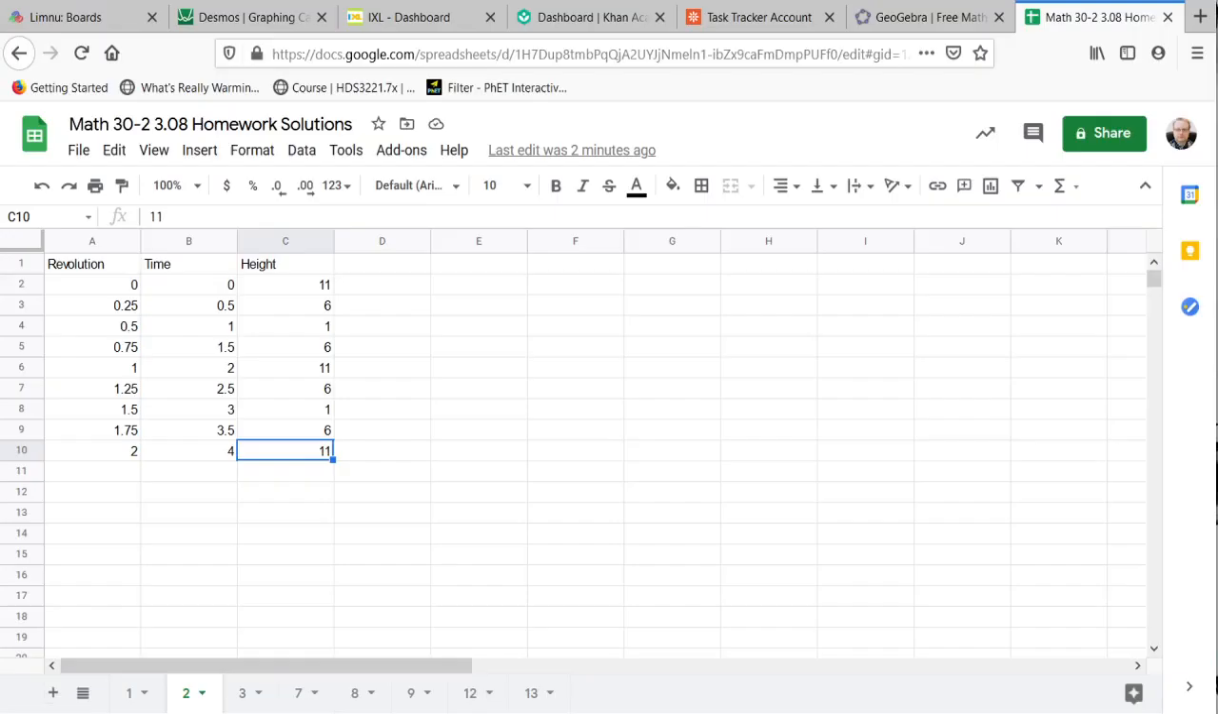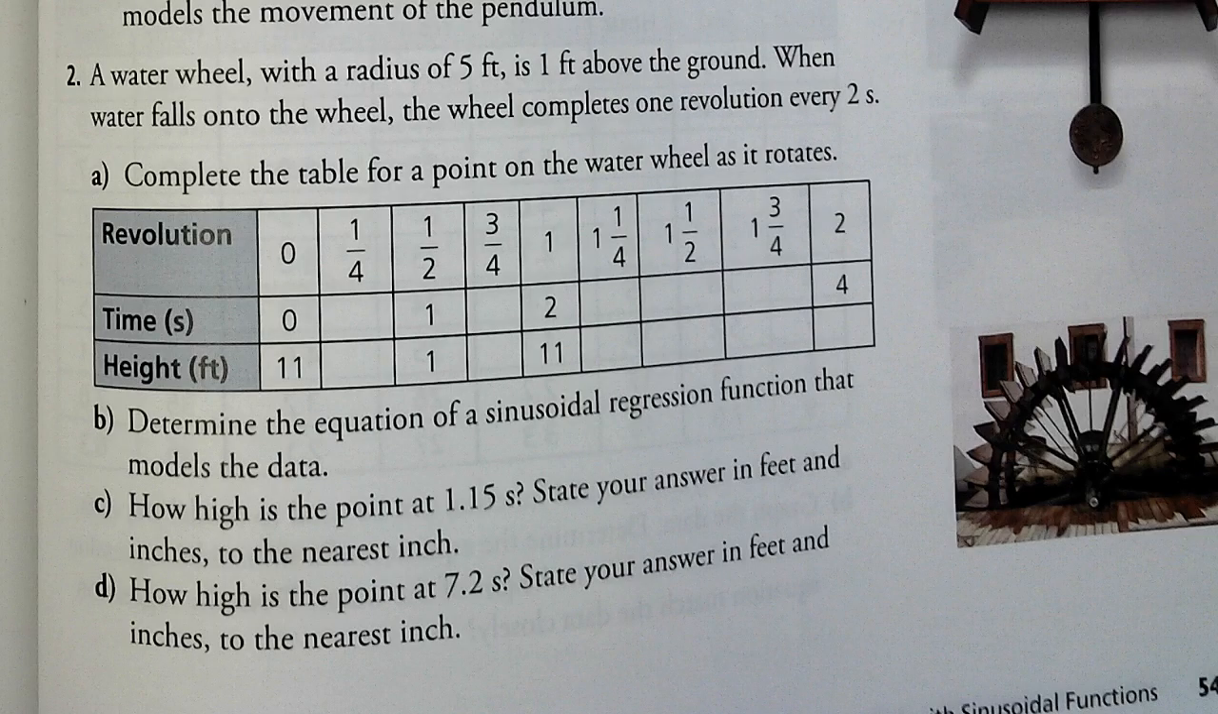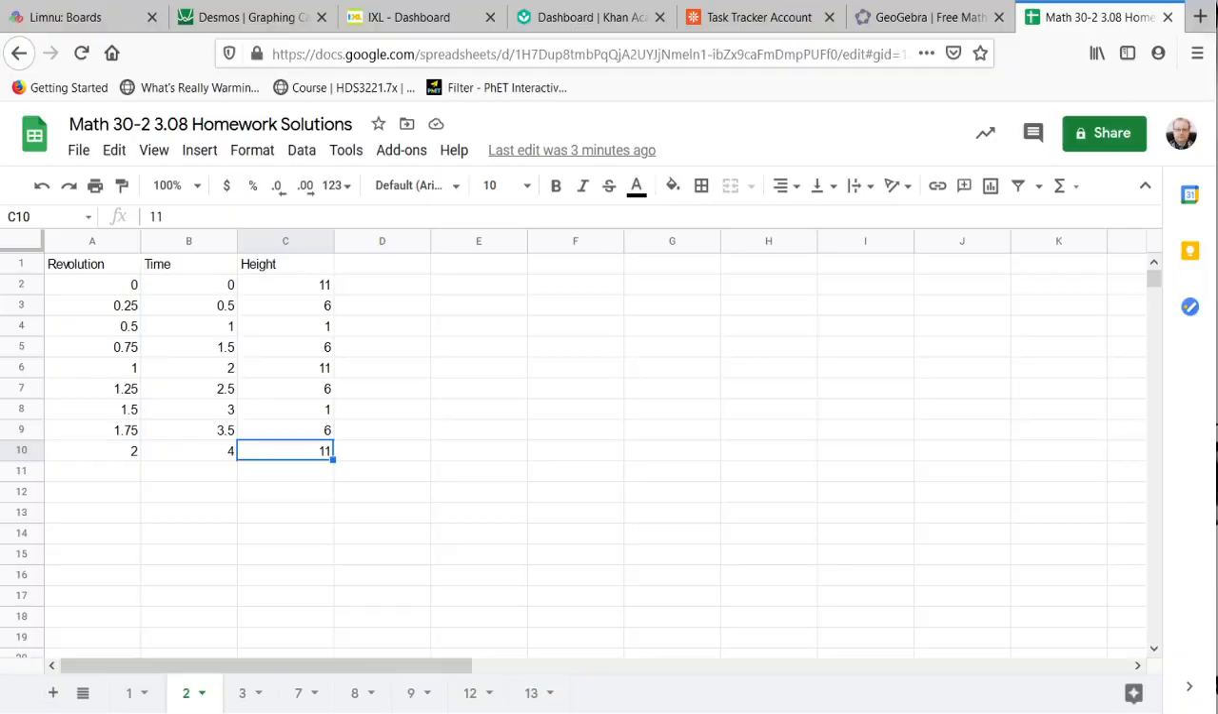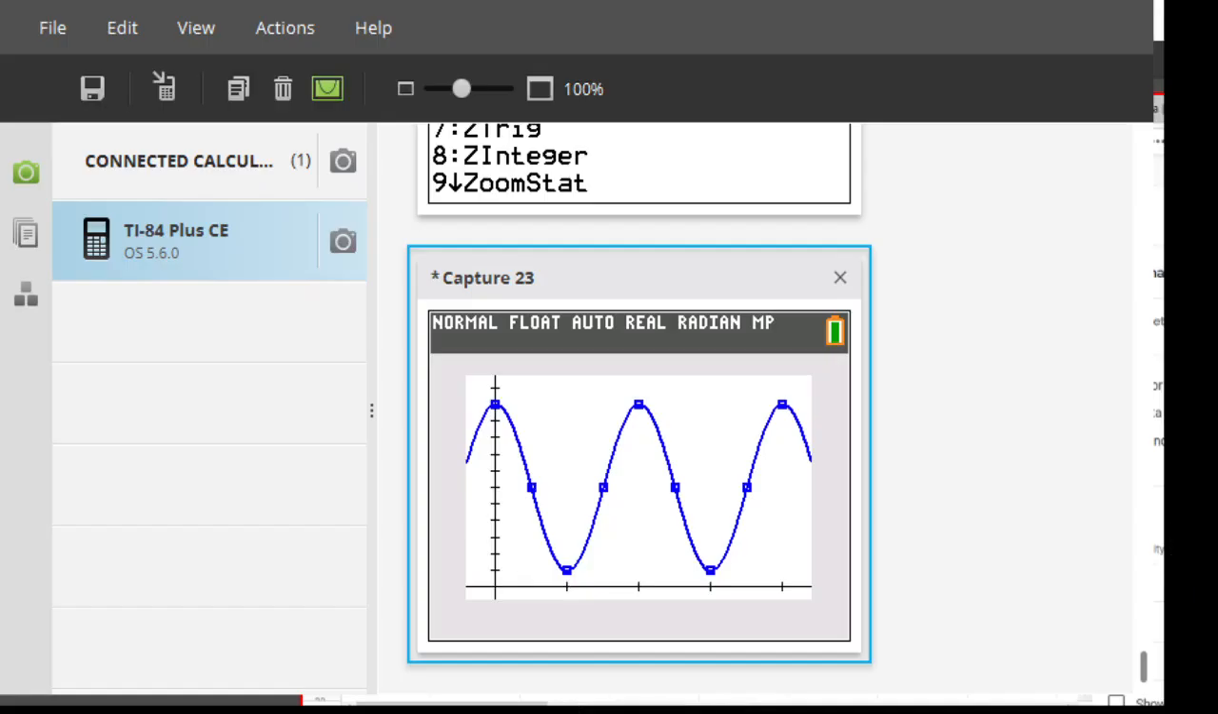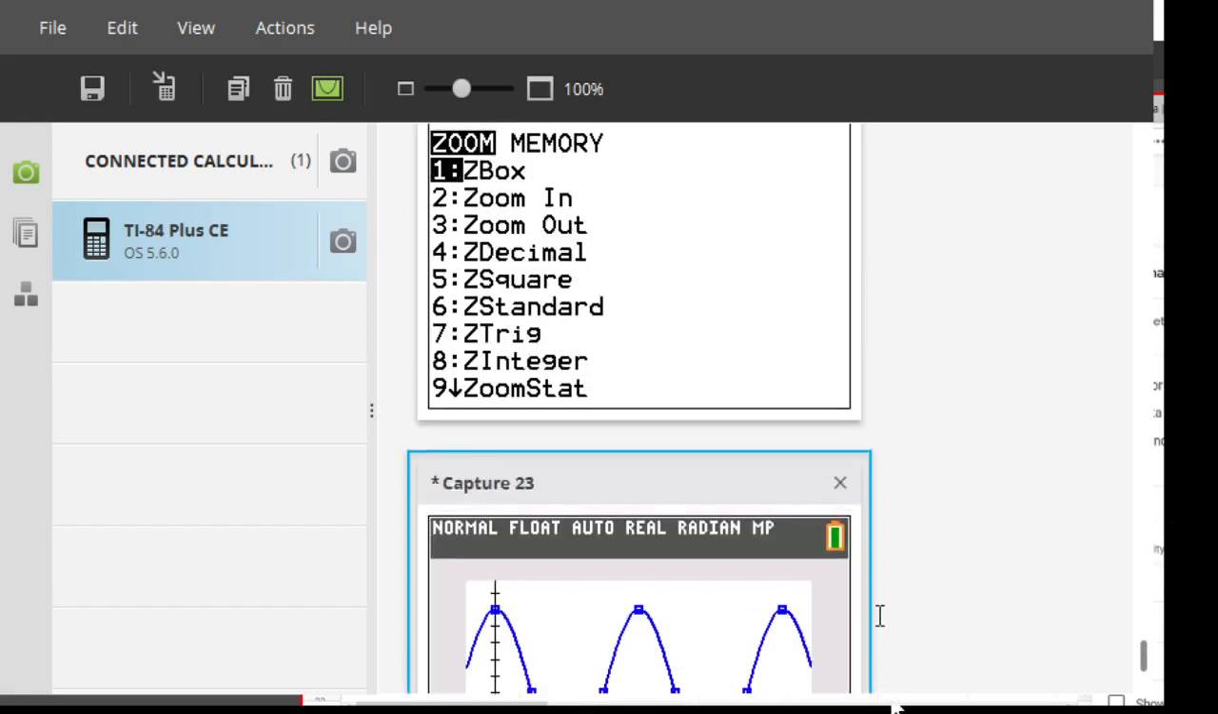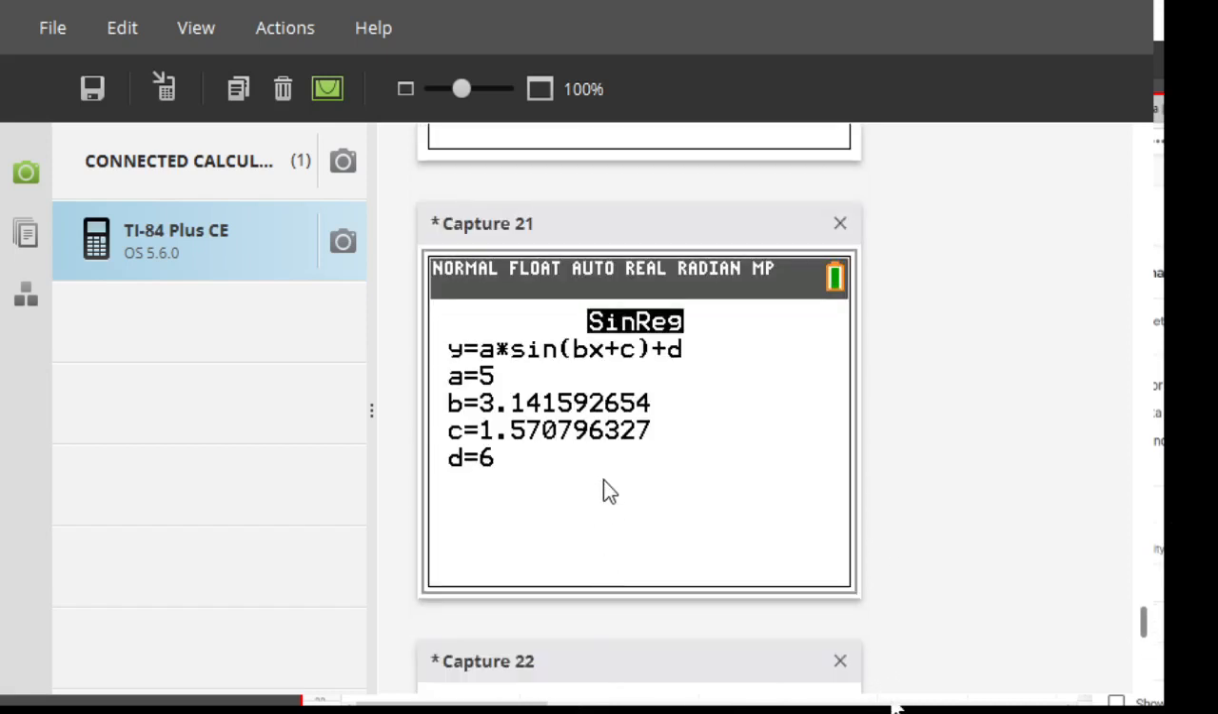So now going back to the textbook questions, we've got our equation. How high is the point at 1.15 seconds? They're asking for feet and inches to the nearest inch, and then again at 7.2 seconds, feet and inches to the nearest inch. If we take a look at what we actually had, and go back up to our fit, A is 5, D is 6, B is pi, and if we factor that out, C looks like it's -1/2.